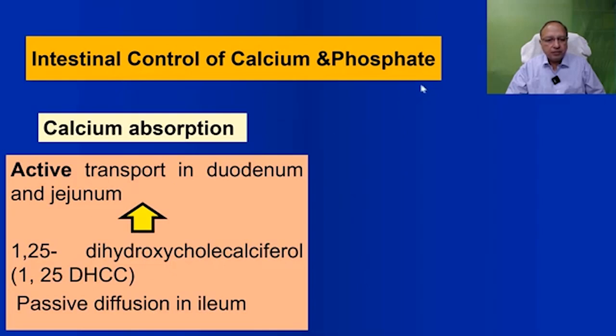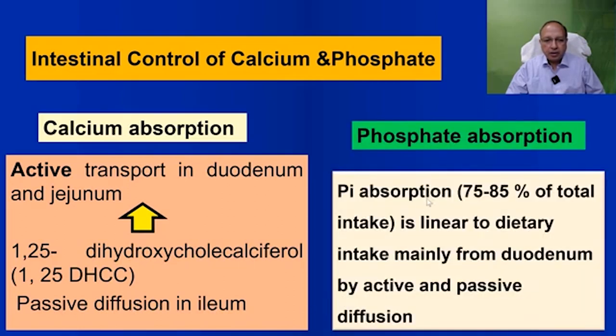So the control of the calcium and phosphate can be at the level of the intestine. As we have just discussed, there is calcium adaptation at the level of the intestine itself. The calcium is primarily absorbed via active transport in the duodenum and jejunum, and vitamin D, the active form of which is 1,25 dihydroxycholecalciferol, plays a very important role in the absorption of the calcium from the intestine, and there is also passive diffusion in the ileum. Now coming to phosphate absorption, the inorganic phosphate absorption, which is roughly 75 to 85% of the total intake, is linear to the dietary intake and mainly from the duodenum, and both active and passive diffusion play their part in the absorption of phosphate.